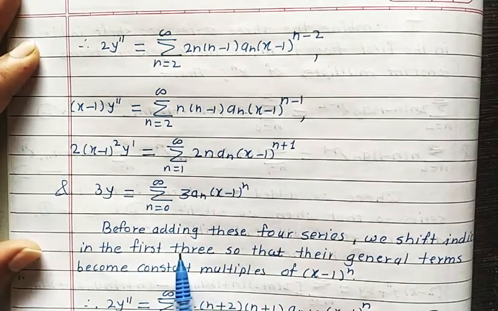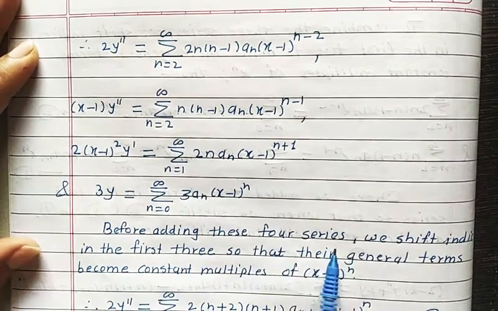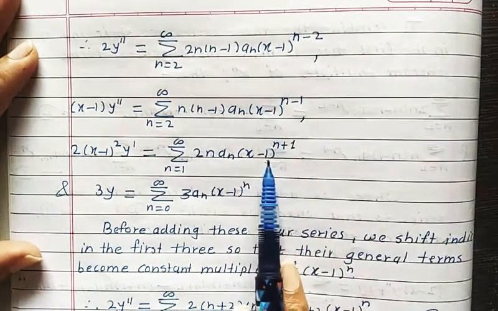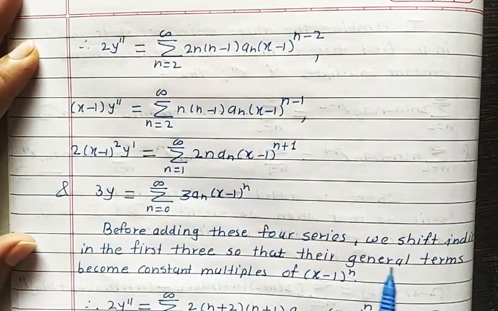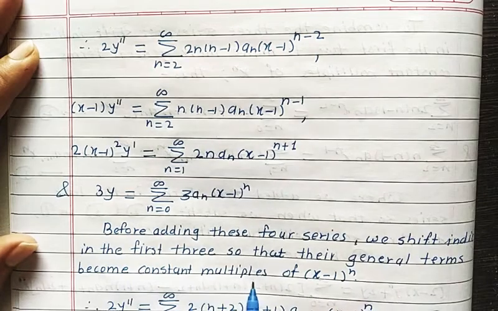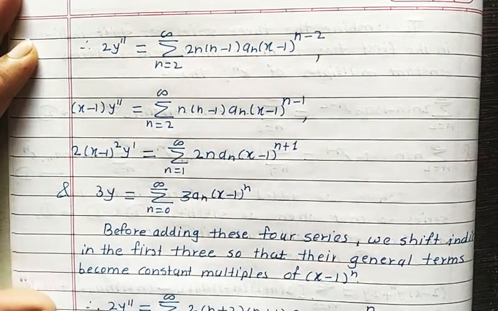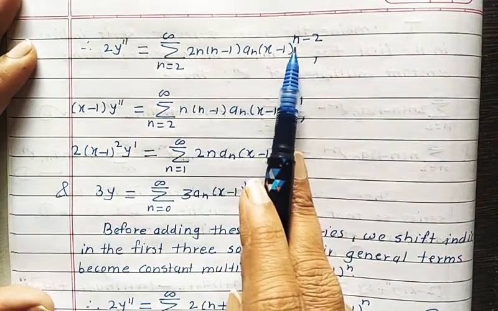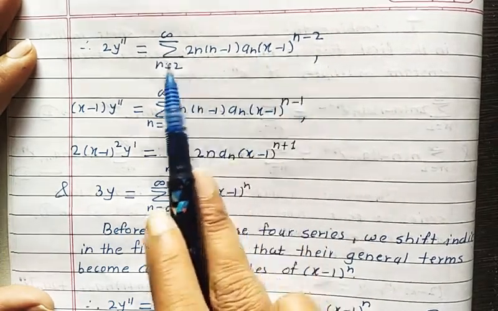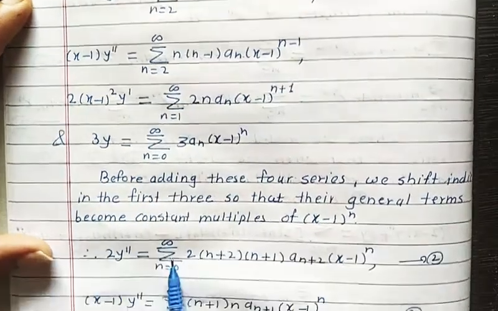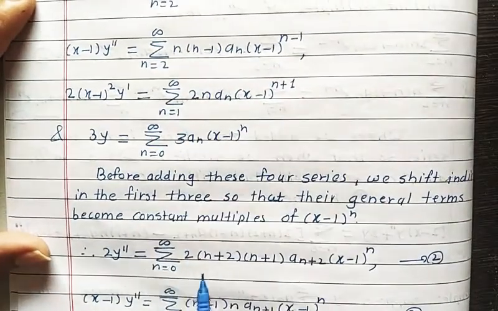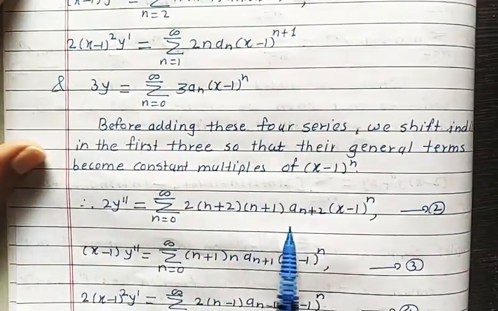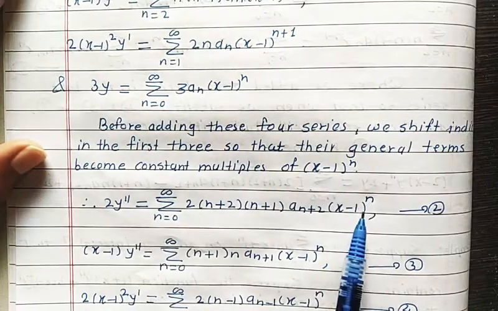So we will shift it. Before adding these 4 series, we shift indices in the first 3 so that their general term becomes a constant multiple of x minus 1 raised to n. So what is needed here? Here we want n and here it is n minus 2. So we replace n by n plus 2. So it becomes from 0 to infinity, and replacing n by n plus 2, we get 2 into n plus 2, n plus 1, a n plus 2, x minus 1 raised to n.